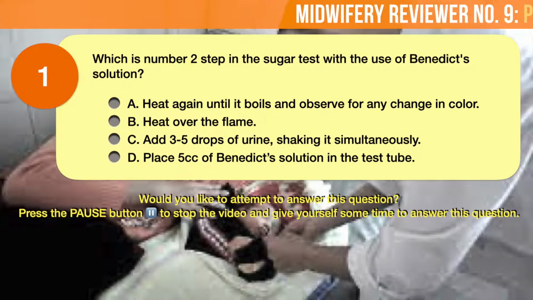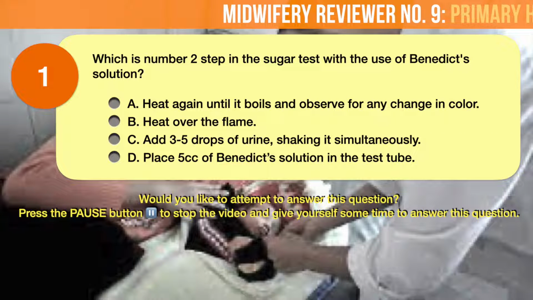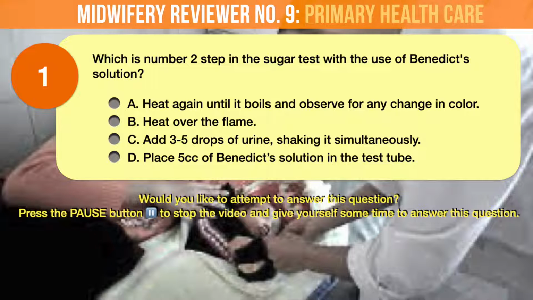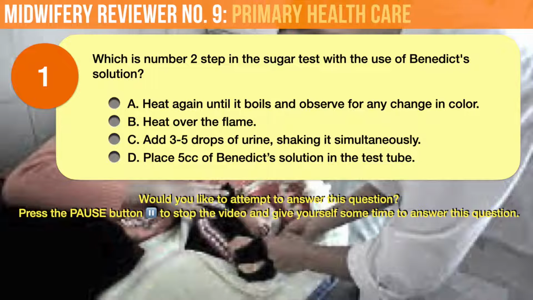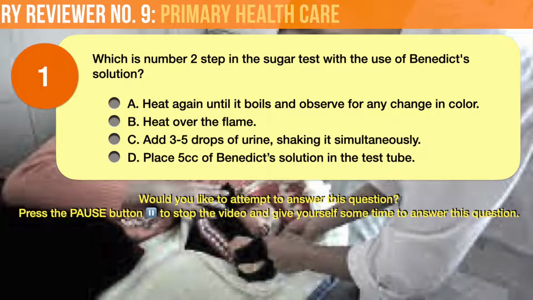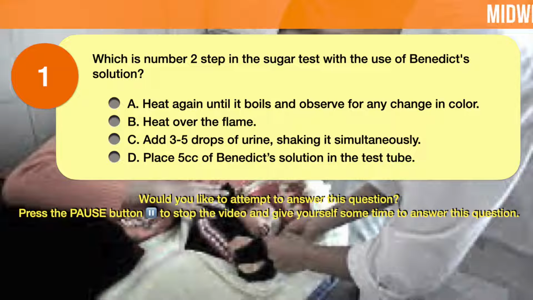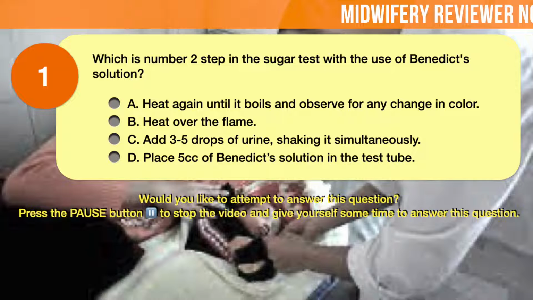Question number 1. Which is number 2 step in the sugar test with the use of Benedict solution? A. Heat again until it boils and observe for any change in color. B. Heat over the flame. C. Add 3 to 5 drops of urine, shaking it simultaneously. D. Place 5 cubic centimeters of Benedict solution in the test tube.